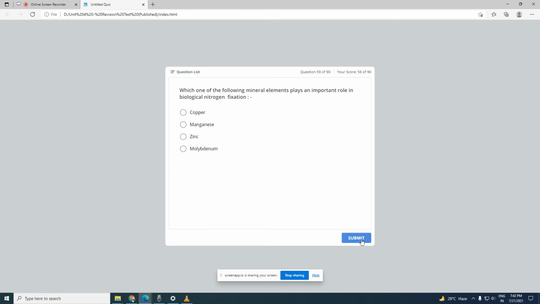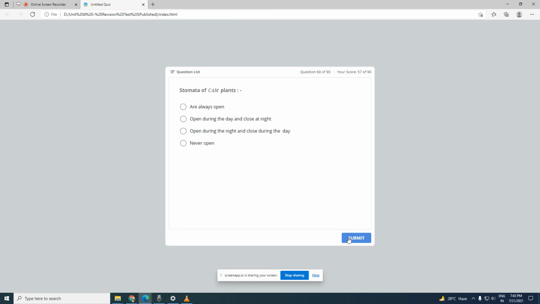So the next question, question number 59. Which one of the following mineral elements plays an important role in the biological nitrogen fixation? Is it copper, manganese, zinc, molybdenum? Which is the right answer? That's right, molybdenum is the right answer.